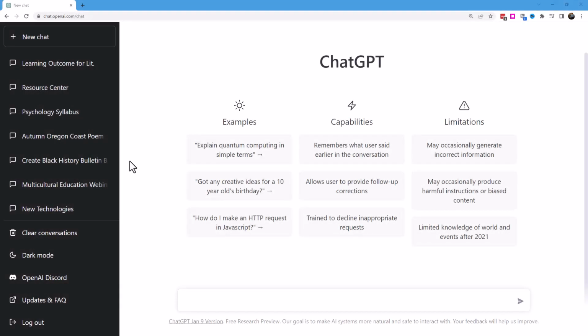Let's explore how ChatGPT can help us create learning outcomes for our courses. So I'm going to start with a prompt. Please provide a learning outcome for a high school course. I'm going to keep that typo because it doesn't really matter.